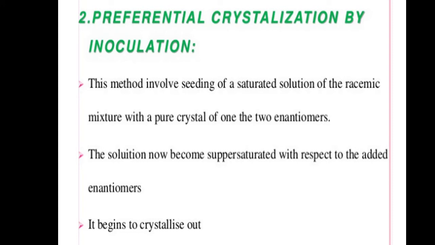Second method is preferential crystallization by inoculation. This method involves seeding a saturated solution of a racemic mixture with a pure crystal of one of the two enantiomers. The solution now becomes supersaturated with respect to the added enantiomer. It begins to crystallize out.